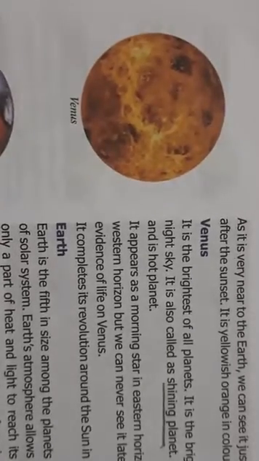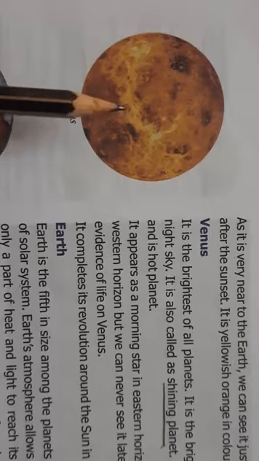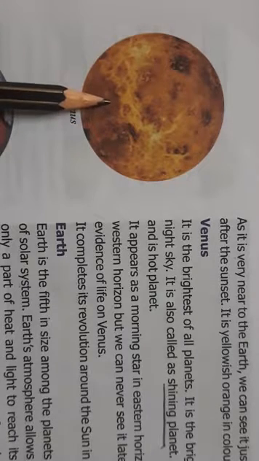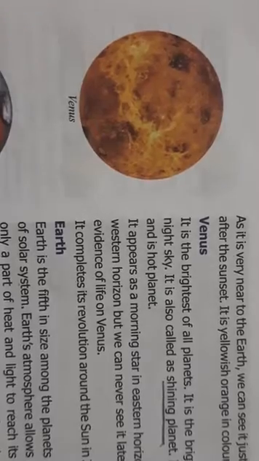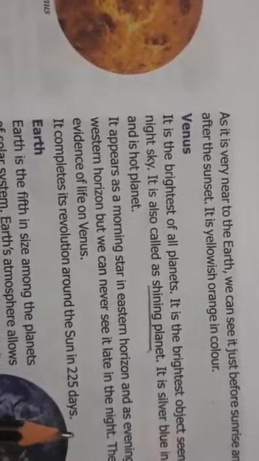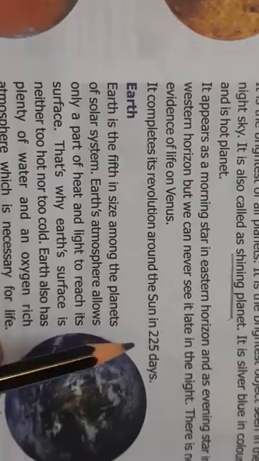Venus consists of carbon dioxide, and since it contains carbon dioxide, Venus is the hottest planet in the solar system. It appears as a morning star in the eastern horizon and as an evening star in the western horizon. It completes its revolution around the sun in 225 days. These all are very important, children. You'll have to learn all this.